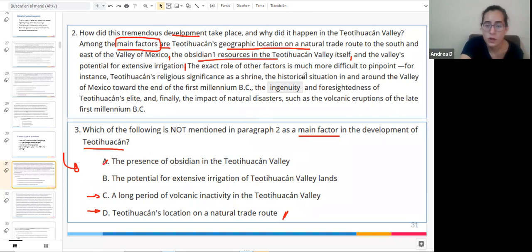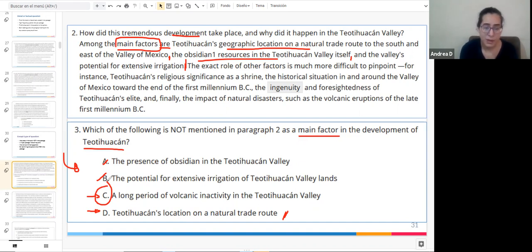Then you have the valley's potential for extensive irrigation. So that's B, and that's it. That's where the list ends, period. So the only one that's not mentioned is C, as most of you said, so a long period of volcanic inactivity in the Teotihuacan Valley. That's actually the correct option.